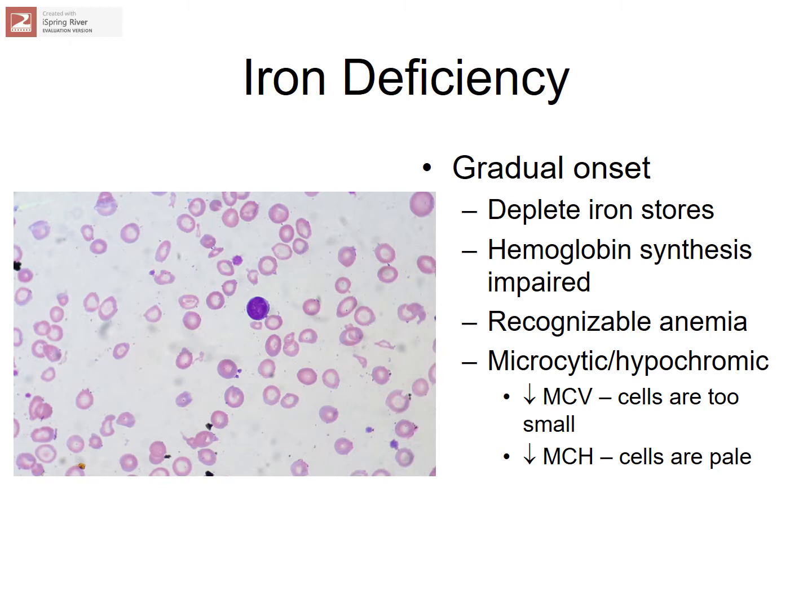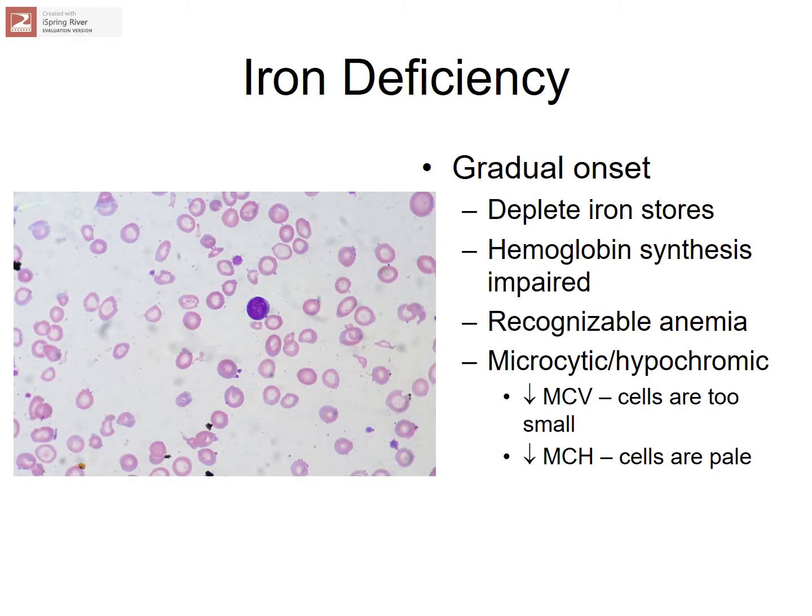Again, iron deficiency is a gradual onset in almost all cases. We deplete stored iron or ferritin. Ultimately, hemoglobin synthesis is impaired, and we can recognize this anemia very easily. You can see in this image a microcytic hypochromic red blood cell picture.